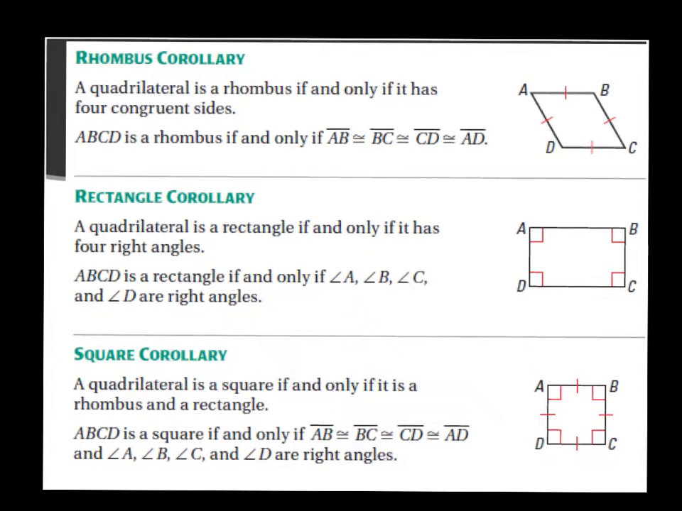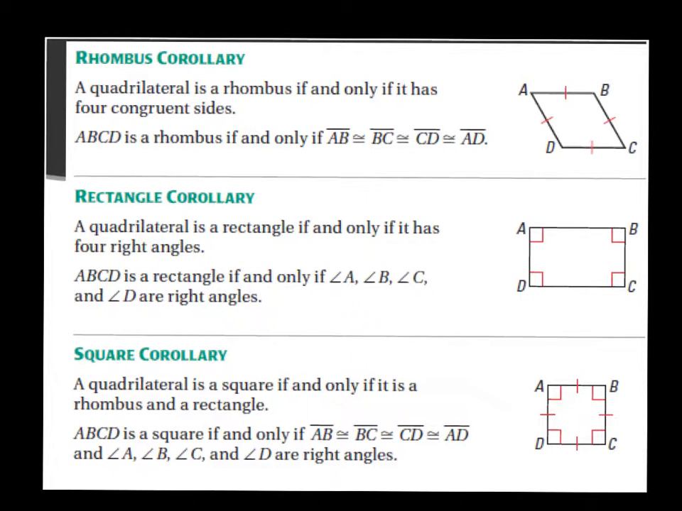So based on those definitions, these are corollaries. The rhombus corollary says a quadrilateral is a rhombus if and only if it has 4 congruent sides. And if and only if means it can be read both ways. So either the quadrilateral is a rhombus if it has 4 congruent sides, or if a quadrilateral has 4 congruent sides, then it's a rhombus. So that's why it's written both ways.